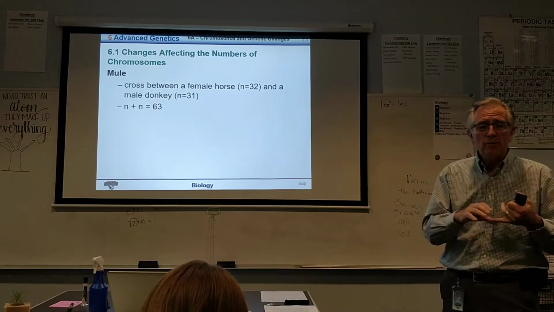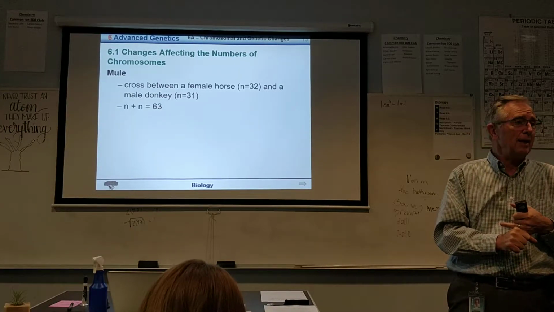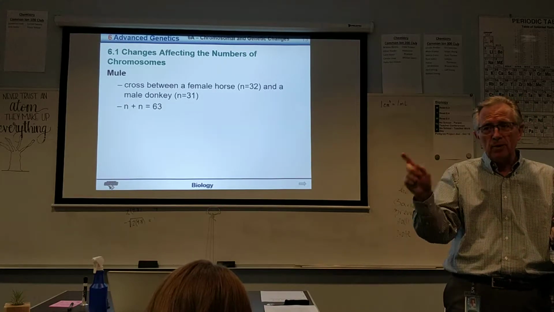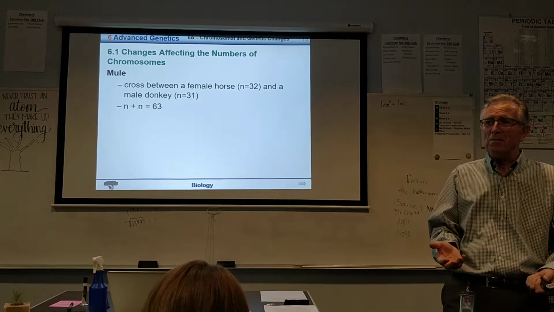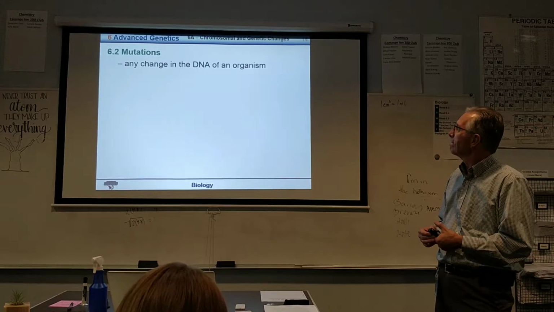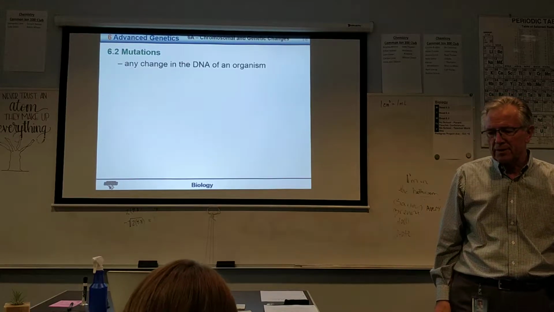But the interesting thing about a mule is most mules are sterile. They're incapable of reproducing themselves. You can't cross a mule with a mule and get more mules. You can only get another mule if you cross another female horse and a male donkey. So now that kind of finishes up that section.